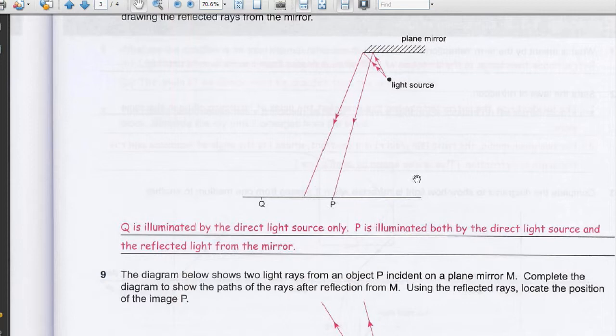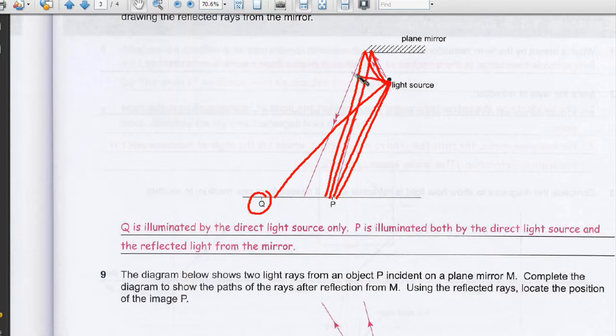All right, so why is it that P is brighter? It is because the light, other than coming directly from the light source, also receives light by the reflection of the mirror. As compared to Q, Q only receives light from the light source, because all the light coming towards this direction is lost. It cannot be reflected because the mirror is only so short. So Q is illuminated by the direct light source only, while P is illuminated both by the direct light source and the reflected light from the mirror.